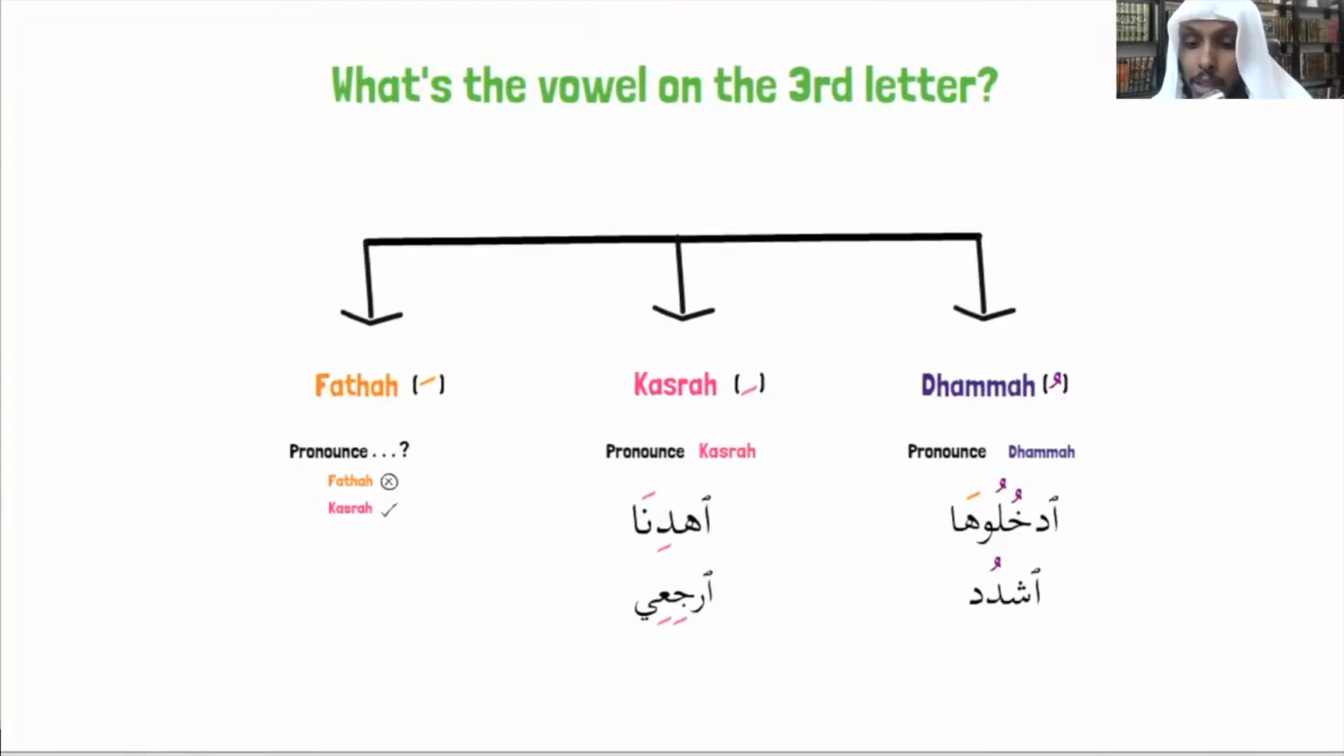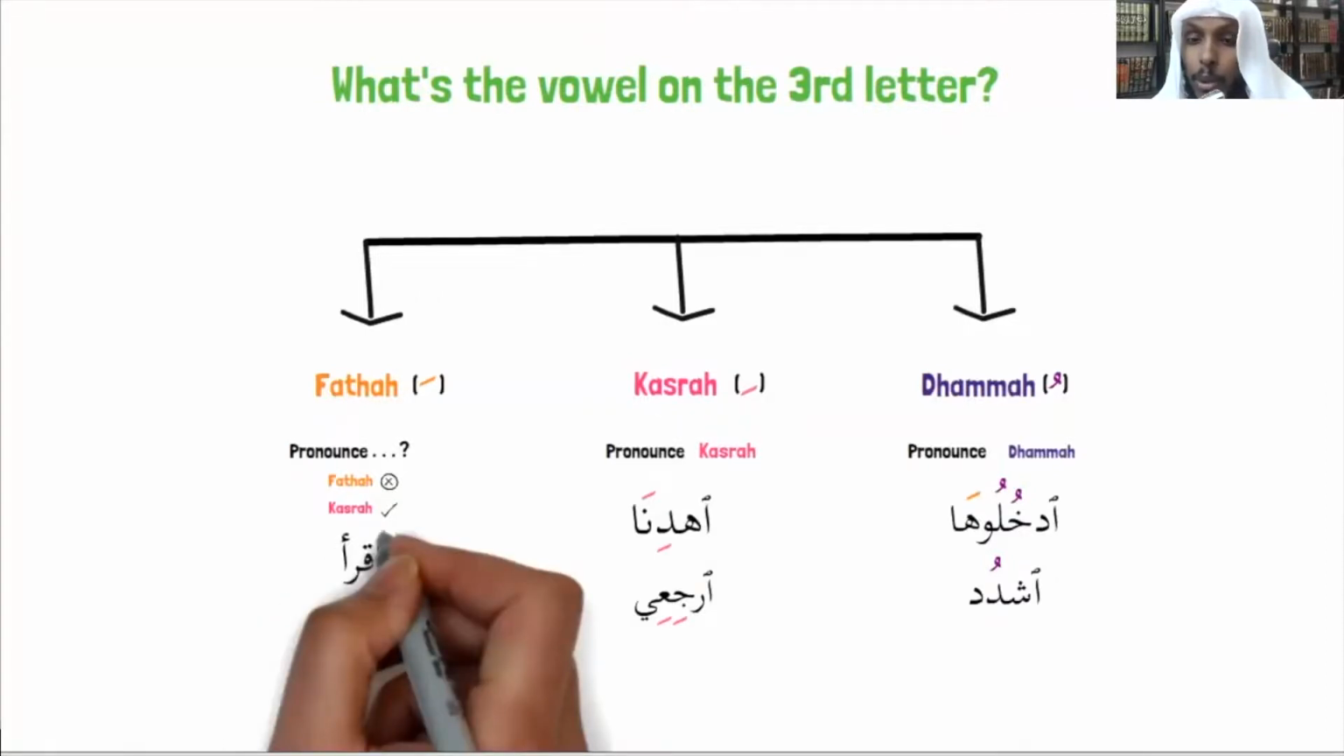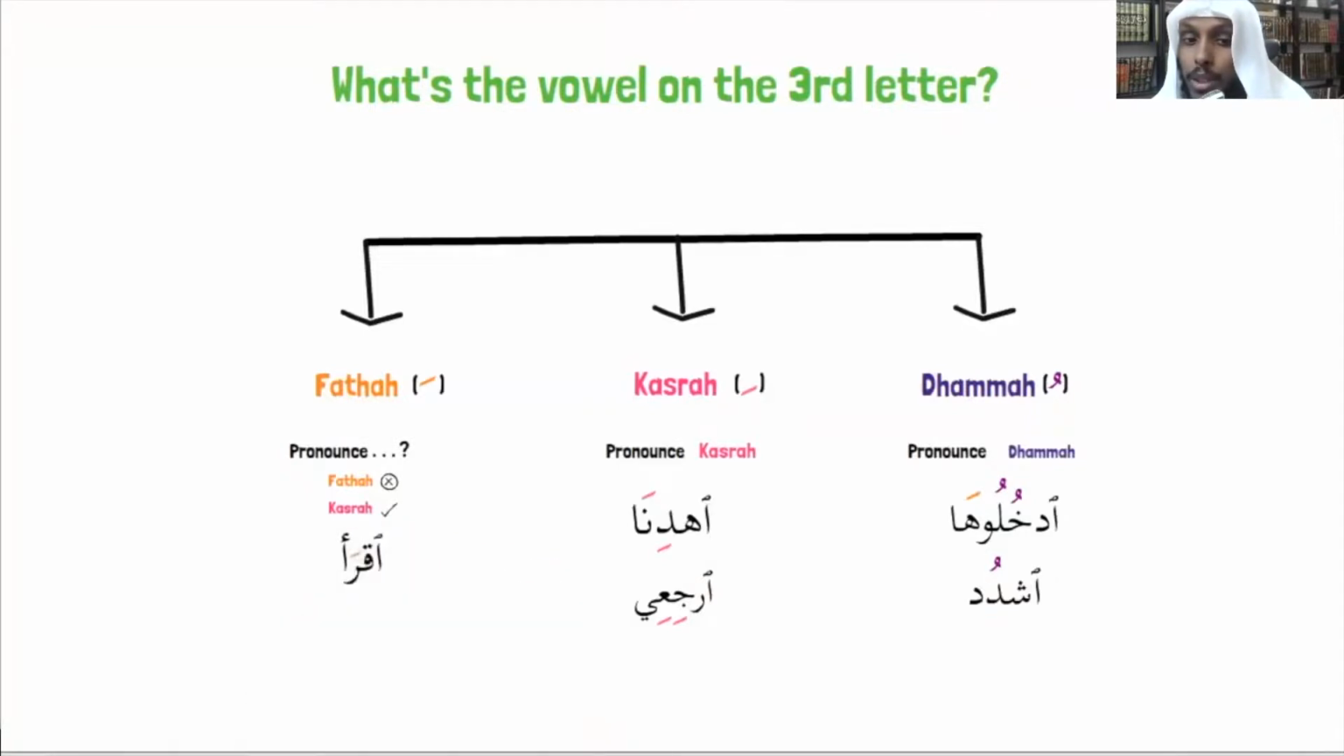So let's look at some examples. We have this word that most of you, if not all of you, are familiar with: the word that says read. The first word that was revealed in the Quran. Iqra. It is the first command that Allah revealed through Angel Jibreel to Prophet Muhammad sallallahu alaihi wasallam. And we are gathered here today to fulfill and perfect that command, which is Iqra, to read. That's why we're here today.